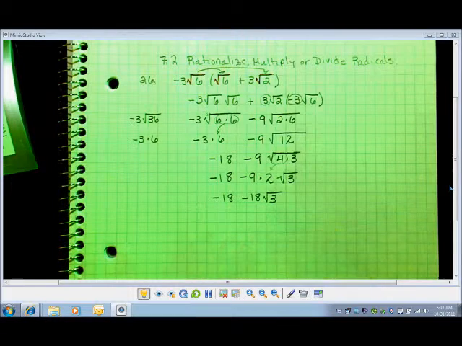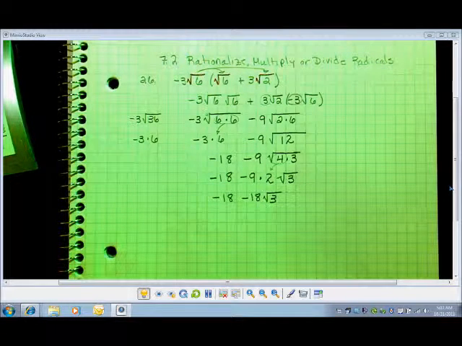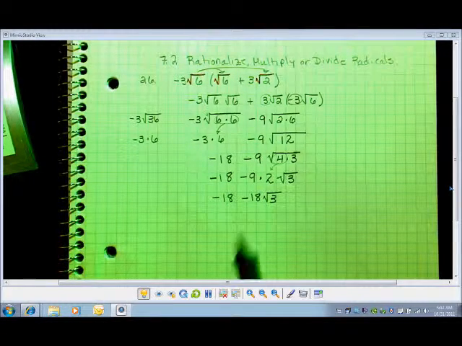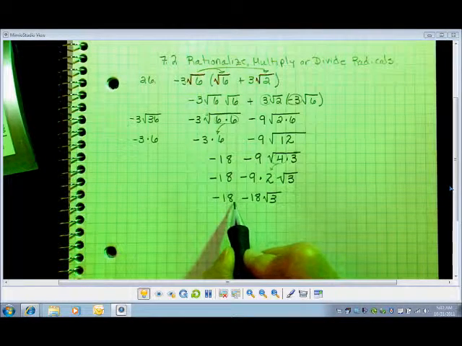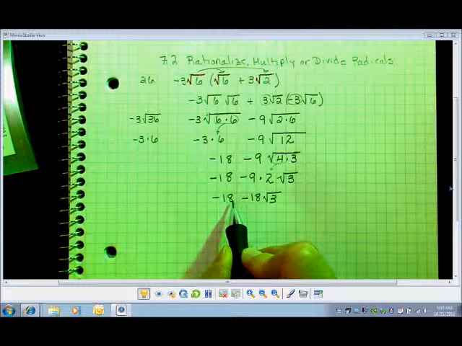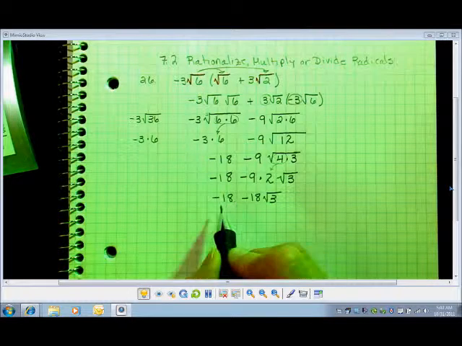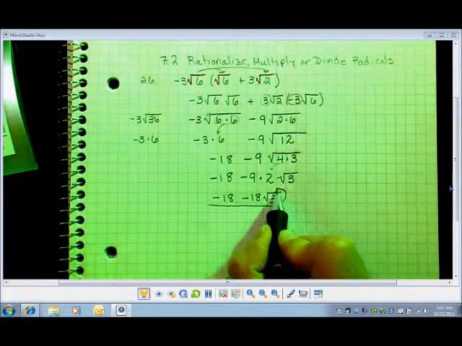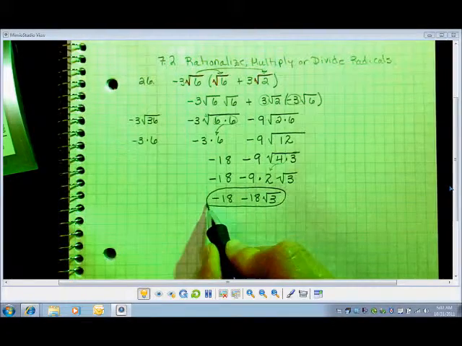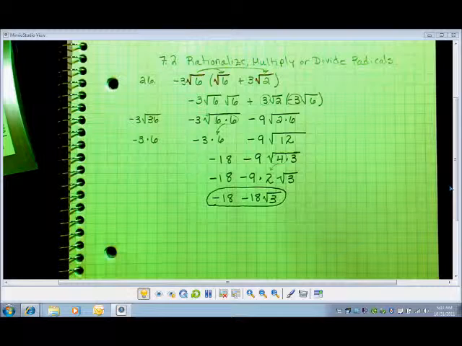Now it's very tempting to want to combine those two, but you can't because they're not like radicals. This 18 would have to have the square root of 3 with it, and it doesn't. So since they're not like radicals, I have to leave my answer like that.